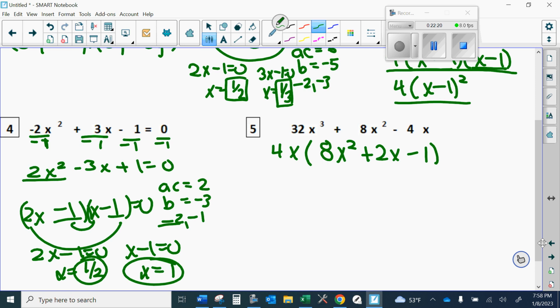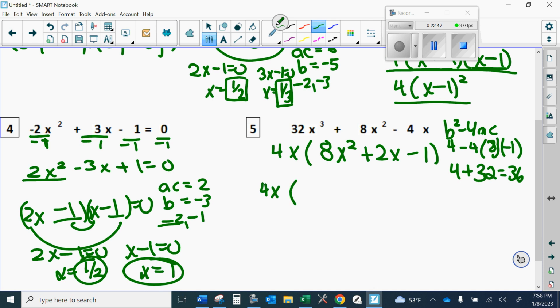No equal sign. Okay. I can check to see if it factors by doing b squared minus 4ac, and that must be a perfect square. So I'd have 4 minus 4ac. So I get 4 plus 32 equals 36. Is that a perfect square? Yes, it is. So that means this does factor. Saves myself time, so I'm making sure I'm not wasting my time. I know it will factor because it's a perfect square.